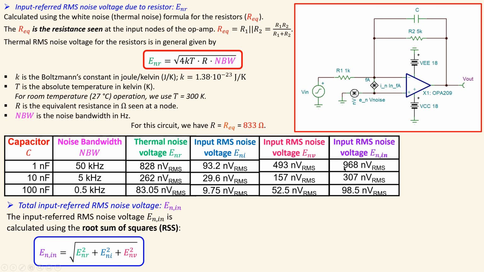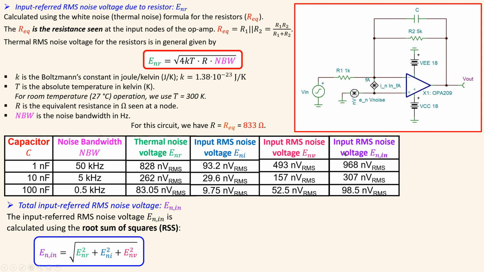What you also see is this value 868, for example, nanovolts RMS for 1 nanofarad is close to the thermal noise voltage due to that resistor. So that is actually dominating. You can also see it in the second case and then also in the third case. Now that's what we have for the input-referred RMS noise voltage.